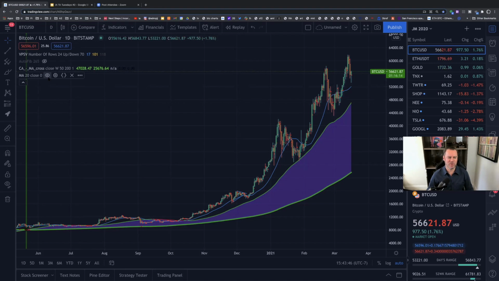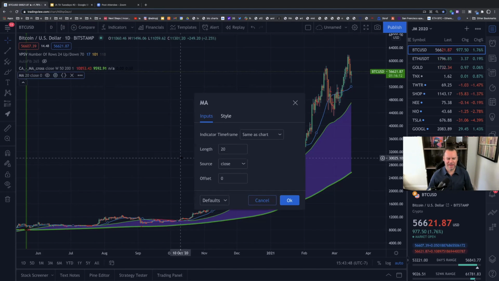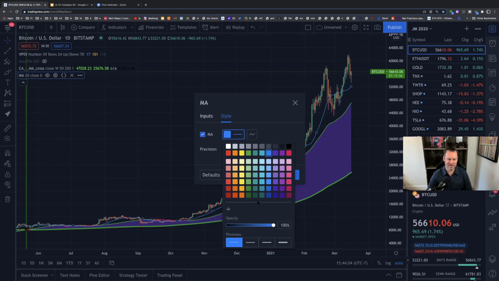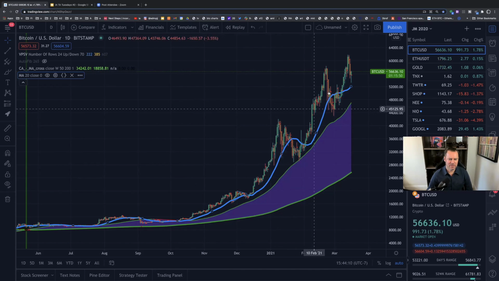I have my 20-day moving average, and that can be configured very simply here. Very important to use the indicator time frame, which is the same as the chart. You'll see it's the 1 day up here, and the length is 20, which signifies 20 days, and you can color it anything you want. I like a blue line. I will make it a little thicker so you guys can all see it. Okay, that is my 20-day.